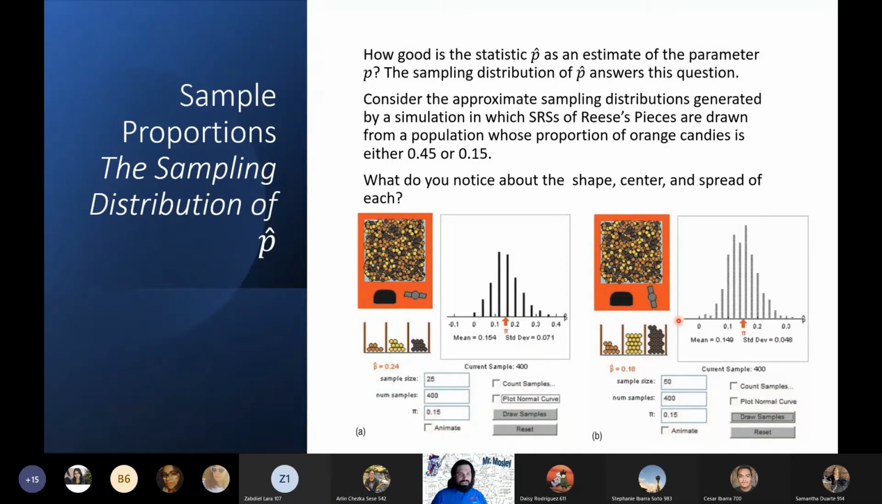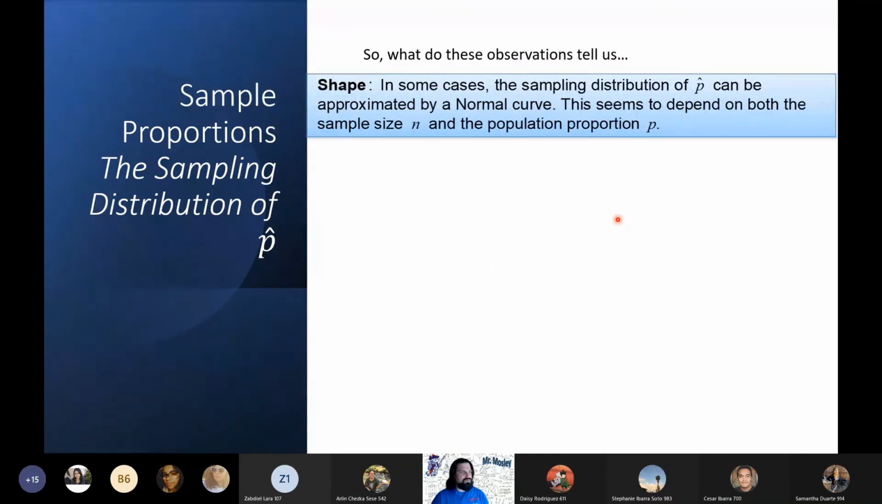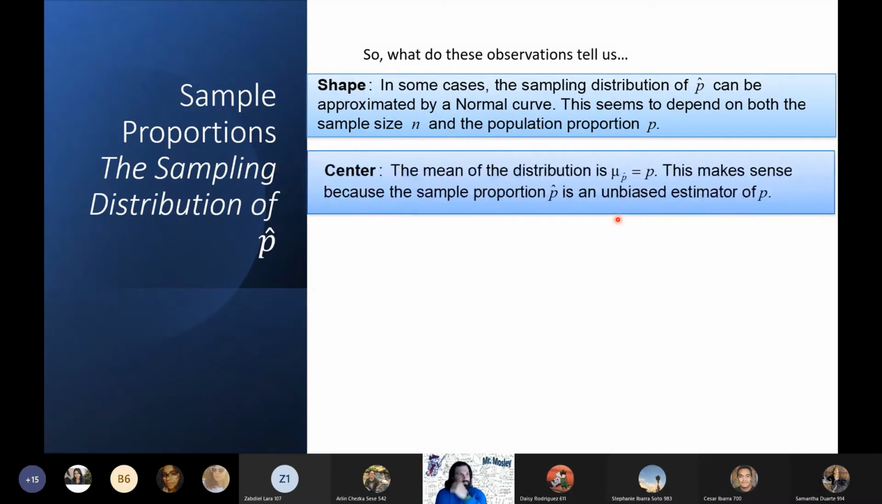So we get some results out of this, which is good. These observations tell us something about the shape. In some cases, the sampling distribution of p-hat can be approximated by a normal curve. This seems to depend on both the sample size n and the population proportion p. The mean of the distribution of p-hat is equal to p. This makes sense because the sample proportion p-hat is an unbiased estimator of p. That's what we saw in the dot plots in the previous slide.